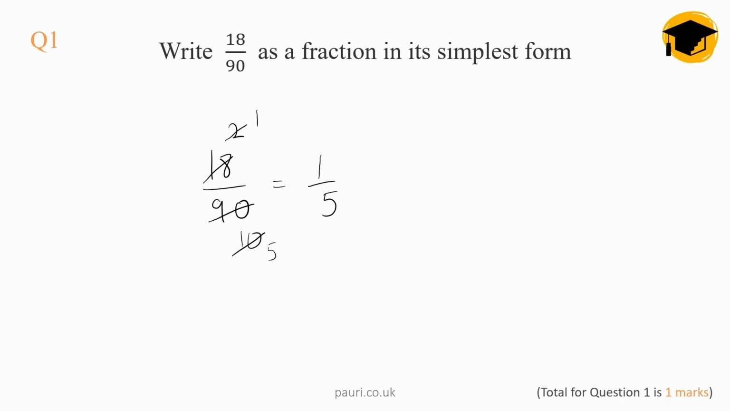Just to recap, we're thinking of all the numbers which go into both the top number and the bottom number. The biggest number I can think of is actually 18. How many 18s go into 18? Goes once. How many 18s go into 90? Goes 5 times, which gets us back to our 1 over 5 answer.